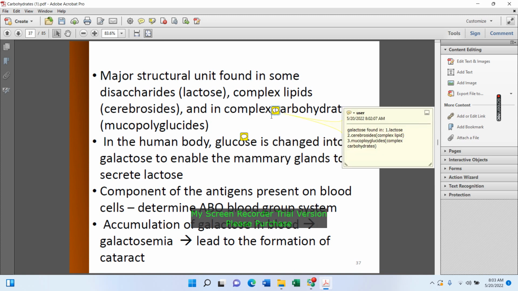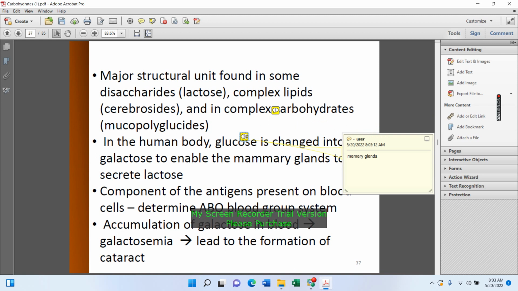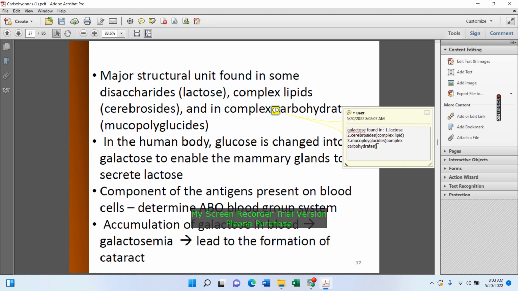I think we should add this to the same note because it might make more sense then. So the fourth one is mammary glands. How can you find galactose in mammary glands? Glucose is converted to galactose, and then galactose will be converted to lactose, and this lactose will be secreted from the mammary glands as milk. This is why you can find galactose in mammary glands.